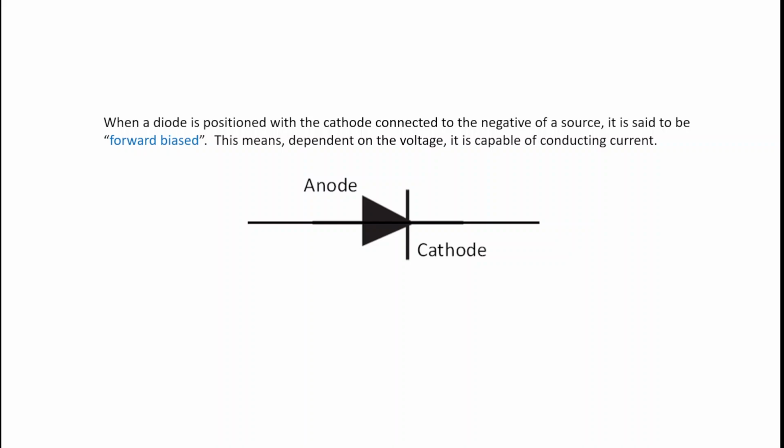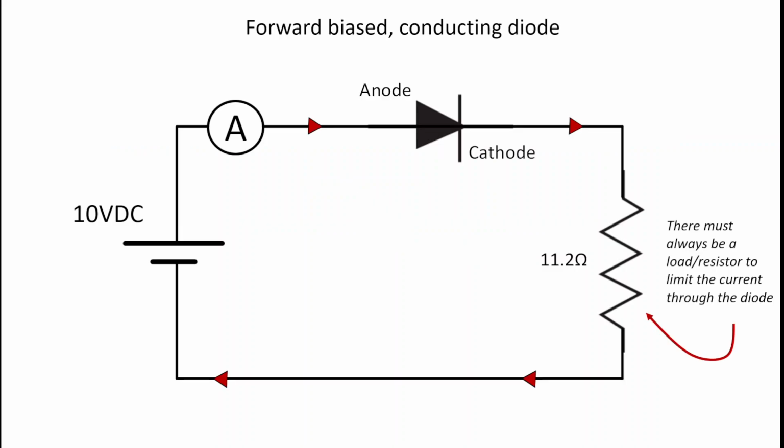When a diode is positioned with the cathode connected to the negative side of a source, it is said to be forward biased. This means, dependent on the voltage, it is capable of conducting current. Here we have a forward bias conducting diode in a DC circuit, and we see there's an 11.2 ohm resistor there. There must always be a load or a resistor to limit the current through the diode, because the diode is really just a switch. And if the switch is placed across a source without any sort of appreciable ohmic value, it will cause a short circuit and destroy the diode.